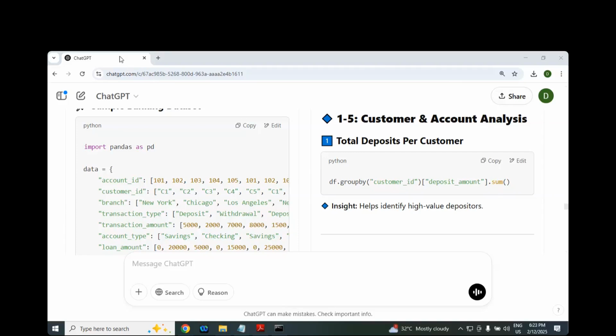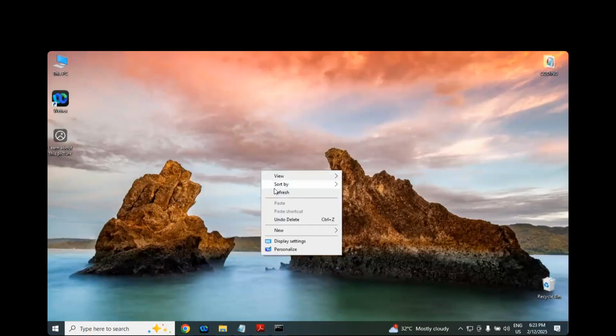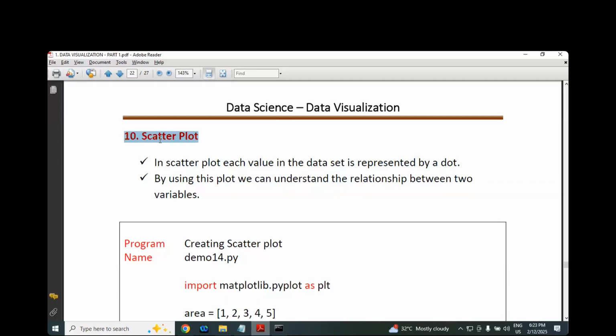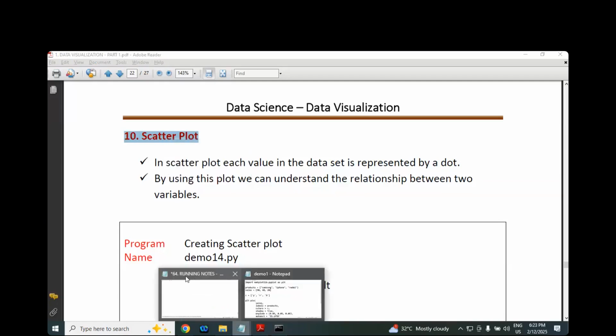Back to the session, I'm sorry, out of the topic. Good. What is the next topic, sir? Scatter plot. Let me tell you how important it is. This is very, very important.